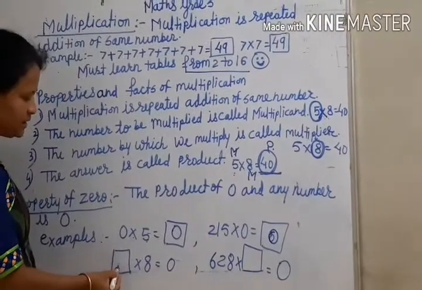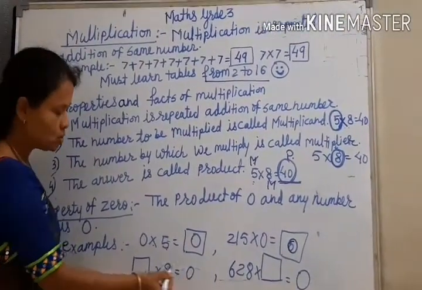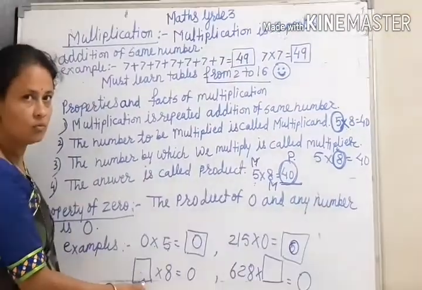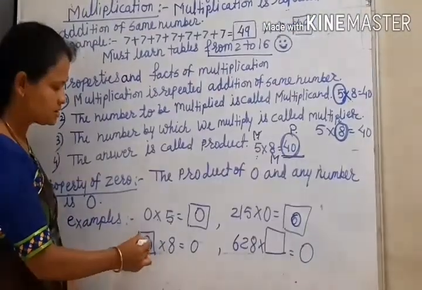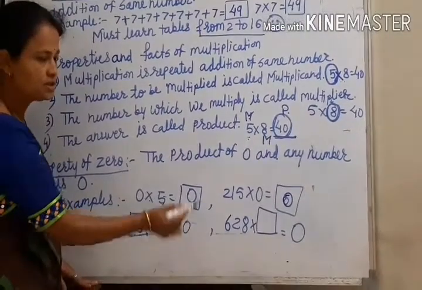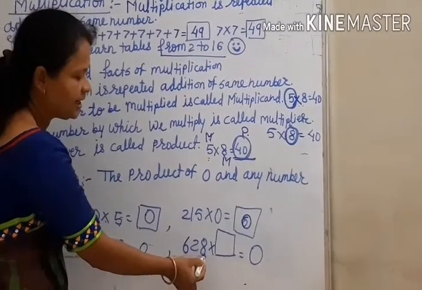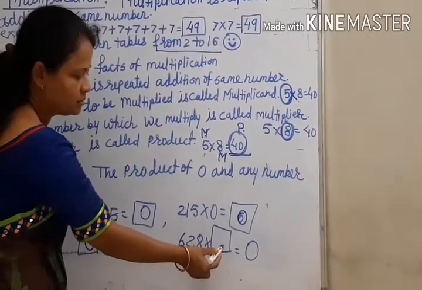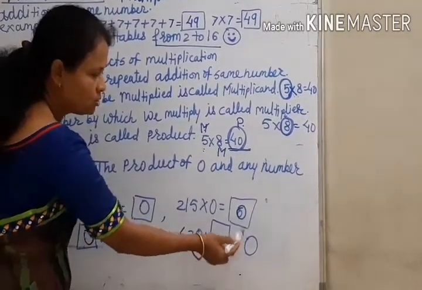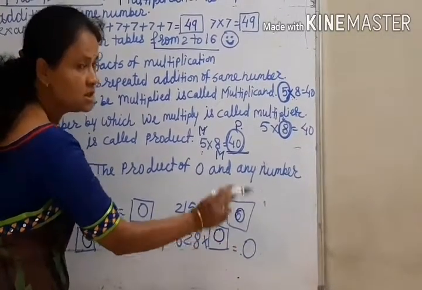Here nothing is given and it is multiplied by 8, but we got the answer 0. So what do we have to write here? We must write 0. 0 multiplied by 8 is equal to 0. Next example is 628 multiplied by what? Then we will get the answer 0. Here we have to write 0. Then only we will get the answer 0.